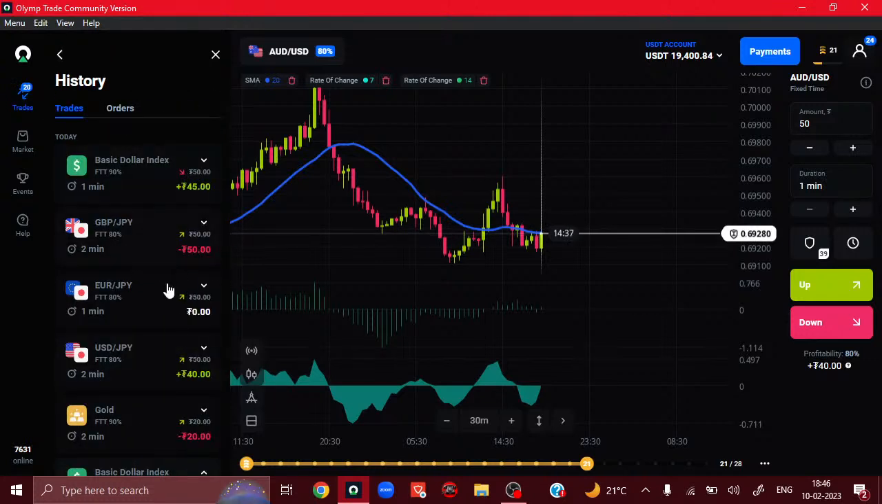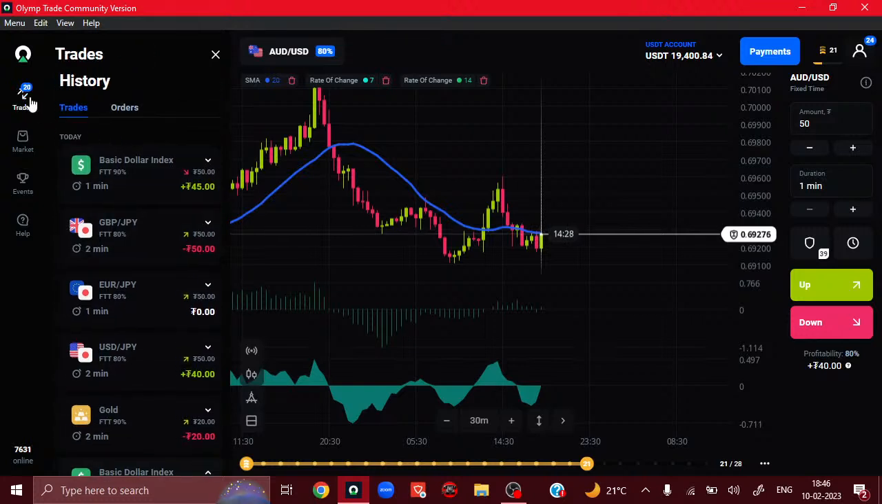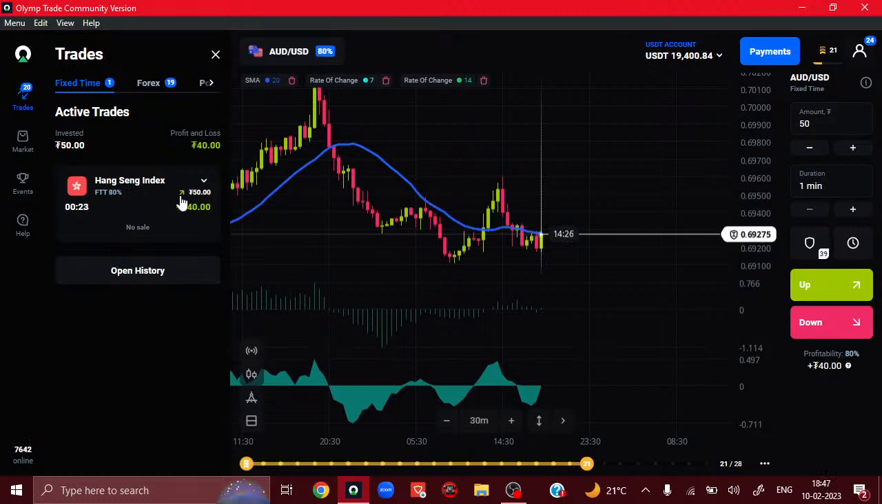So the overall profit is now $35. By winning this trade, it will become $45.